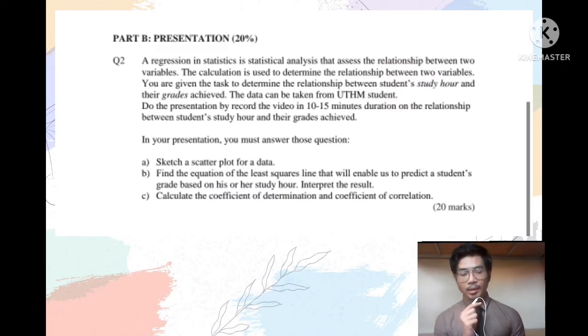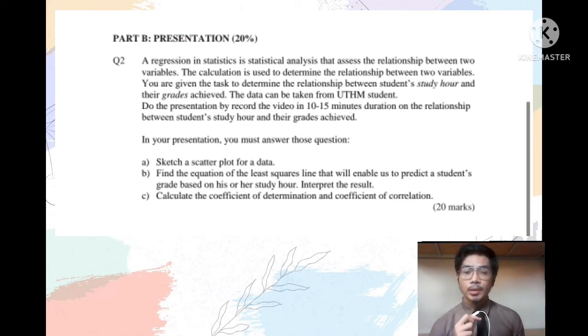Based on the question displayed on the screen, regression in statistics is a statistical analysis that assesses the relationship between two variables. Calculations are used to determine the relationship between the two variables. You are given the task of determining the relationship between the time students study and the grades they achieve. Data can be taken from UTHN students.